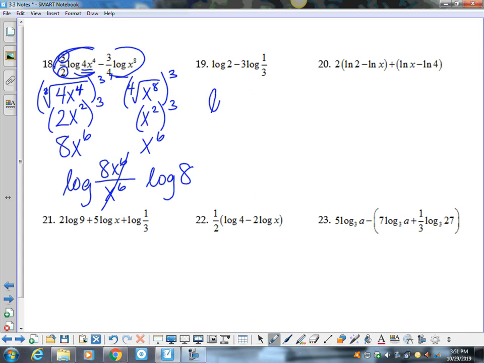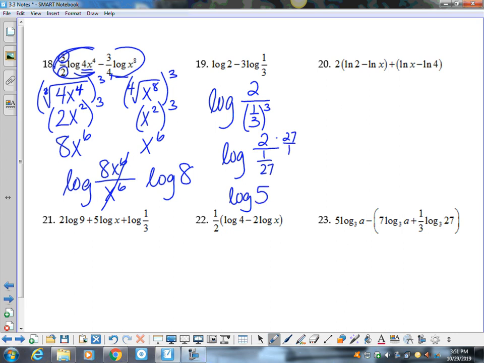19. Log of 2 over 1/3 cubed. Okay, so make sure you're good with that. Log of 2 over 1/27. And then Bojangles. So that's log of 54.